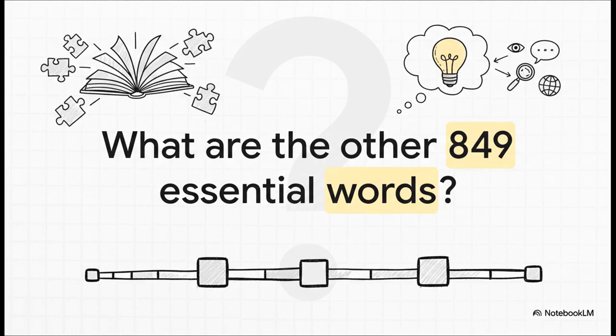So, look where we went. We started with a simple, everyday word from the dictionary, and we ended up at the very core, the very foundation of the English language. And it kind of makes you wonder, doesn't it? If comparison is one of these core building blocks, what are the other 849? And what does that essential toolkit of words really tell us about how we see and describe the world?